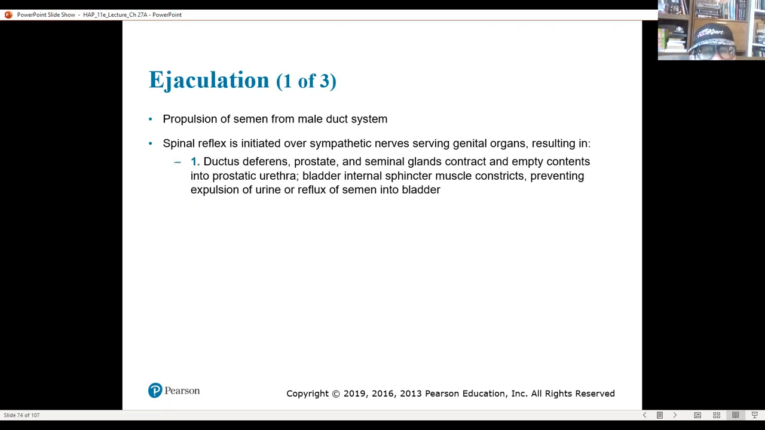Where was I? Here we go. Yeah, so sympathetic nerves serve the genital organs. This causes the vas deferens, the prostate, the seminal glands to contract and empty their contents into the prostatic urethra. The bladder's internal sphincter constricts because you want the semen going out of the body, not up into the bladder. This prevents urine from being released or prevents semen from going into the bladder, like we said.